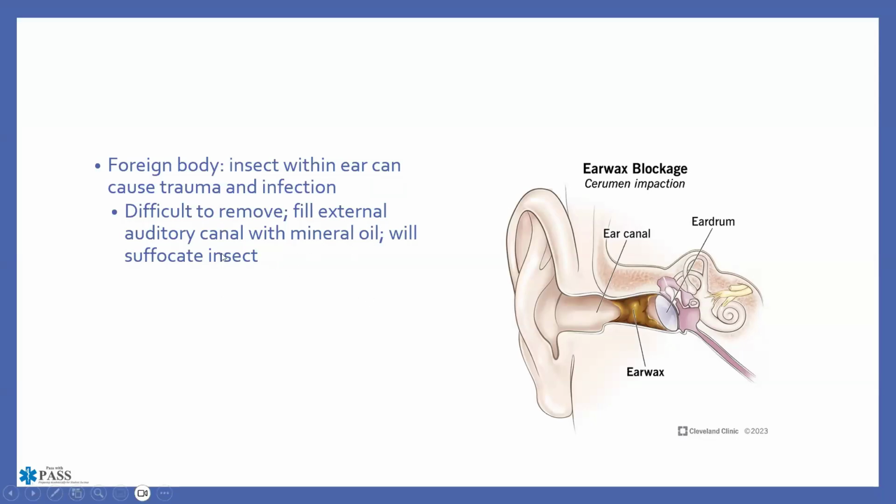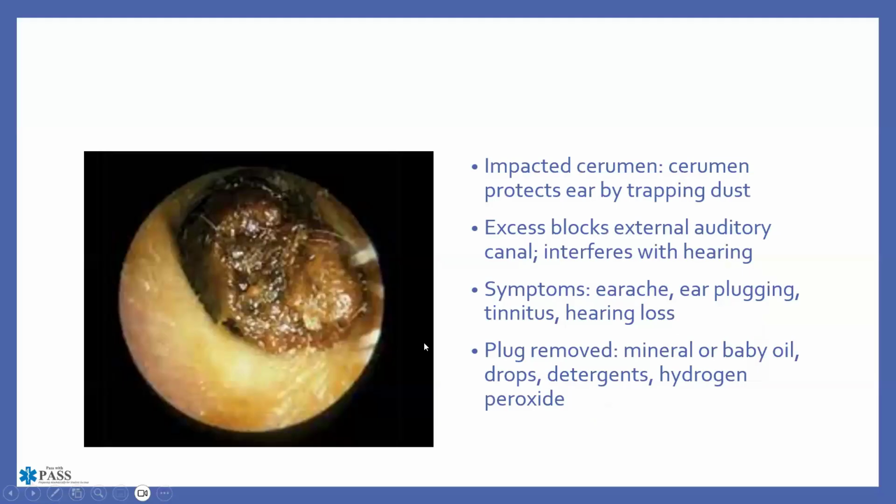But you can put mineral oil, and it will help to loosen the cerumen there. If it is an earwax blockage, or if it is a foreign body and you have an insect in there, the mineral oil can help to suffocate that insect, and then you can end up having that drained out or cleaned out in an urgent care setting, etc.